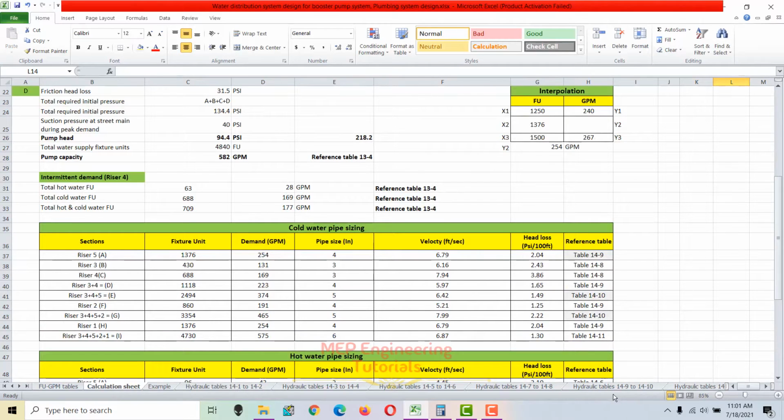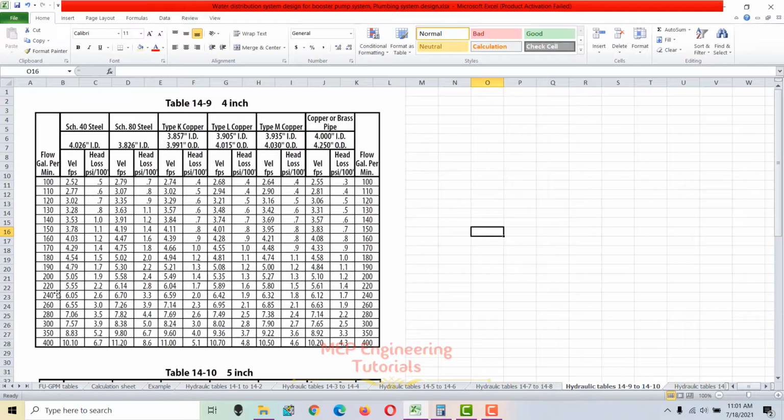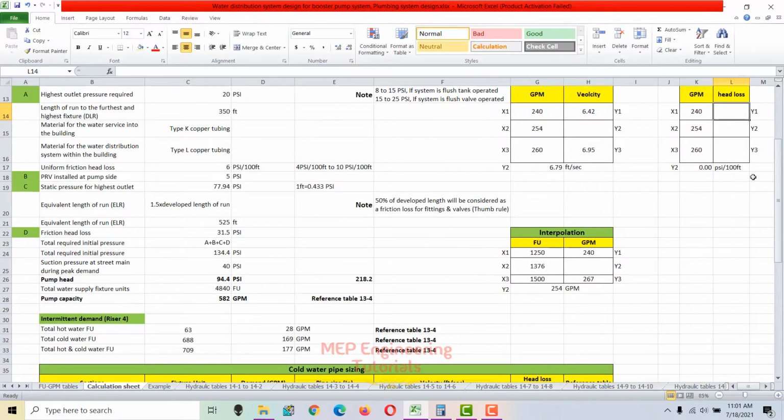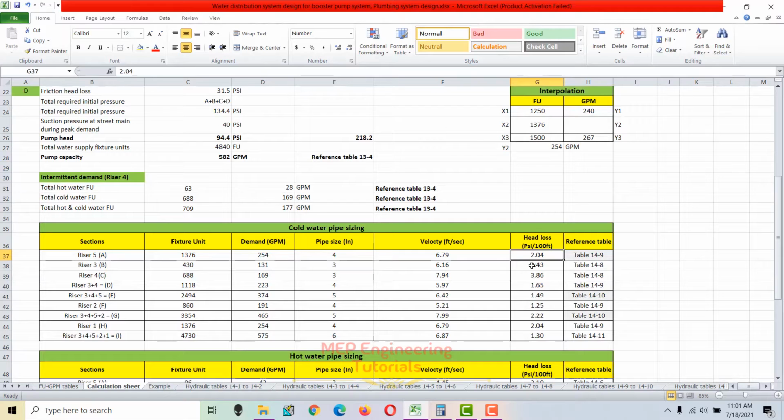We will just write the GPM here, use the interpolation table, and calculate the head loss. For 240 and 260 GPM, copper L tubing, how much is the head loss? At 240 it is 1.9 psi per 100 foot, and at 260 head loss is 2.1. So the calculated head loss is 2.04 psi per 100 foot. So this is how you use the hydraulic table to get the pipe size for cold water pipe sizing.